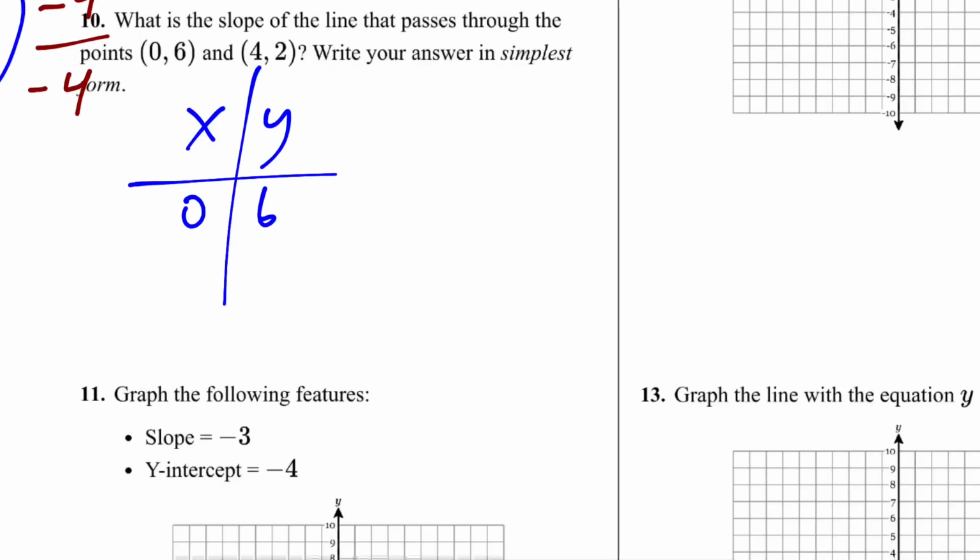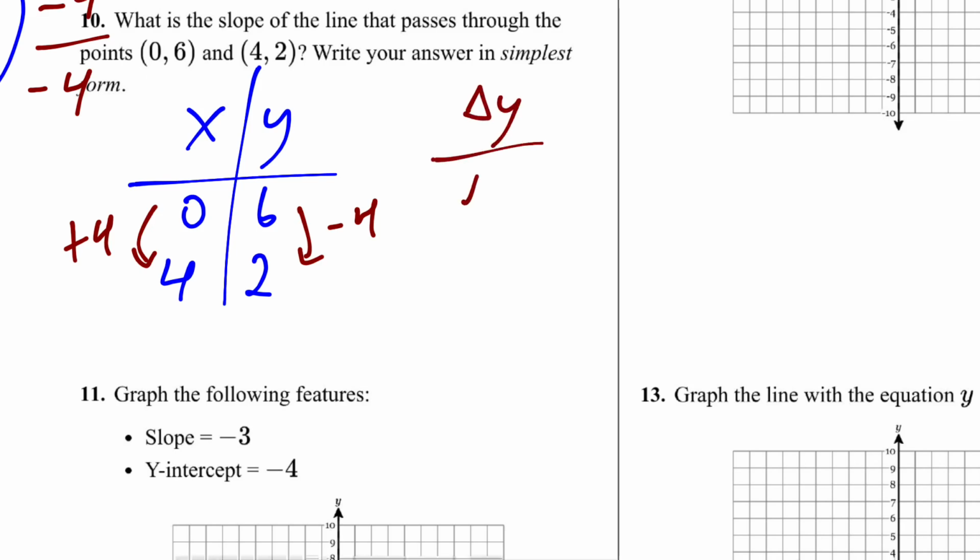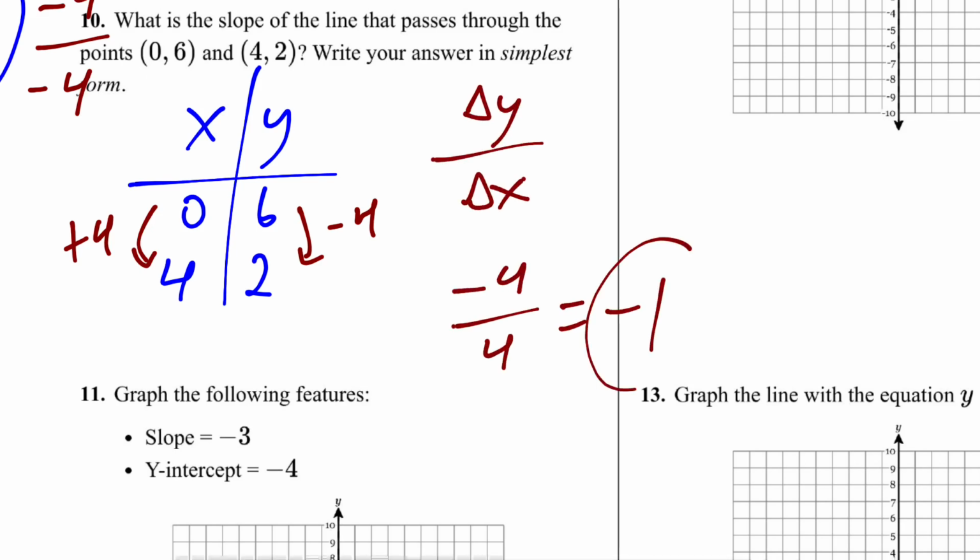We have 0 and 6, 4 and 2. Keep in mind that we are going from the first coordinate to the second, so this is actually -4. Some of you wrote +4. This side is +4. If we look at change in y over change in x, we're at -4 divided by 4, which is -1.